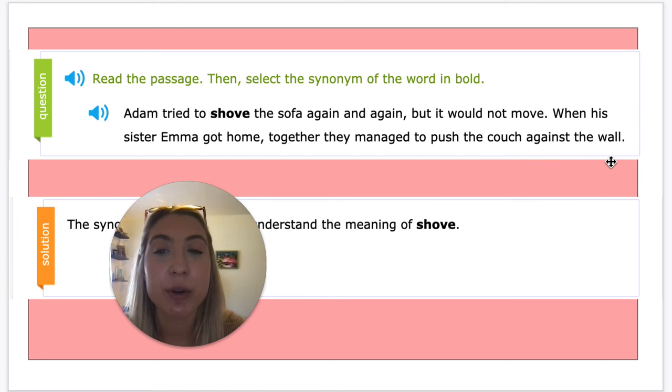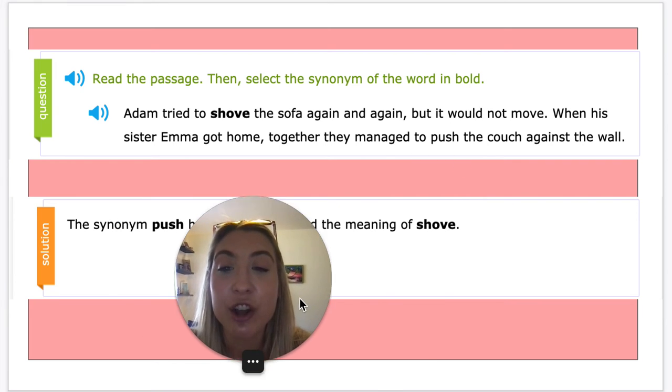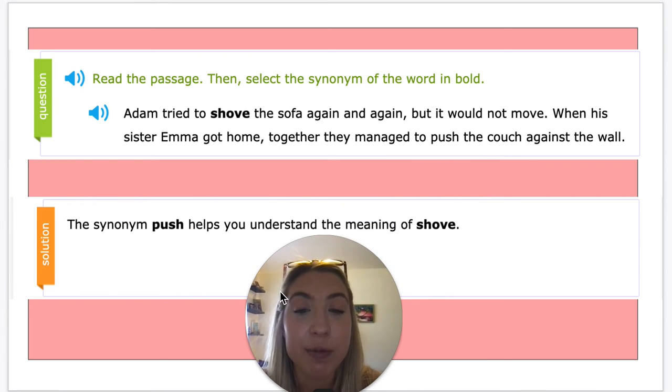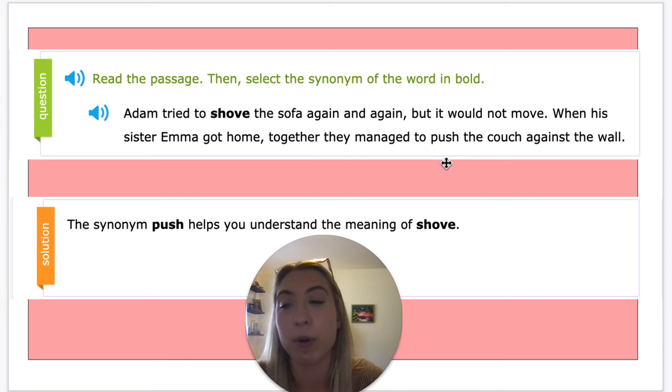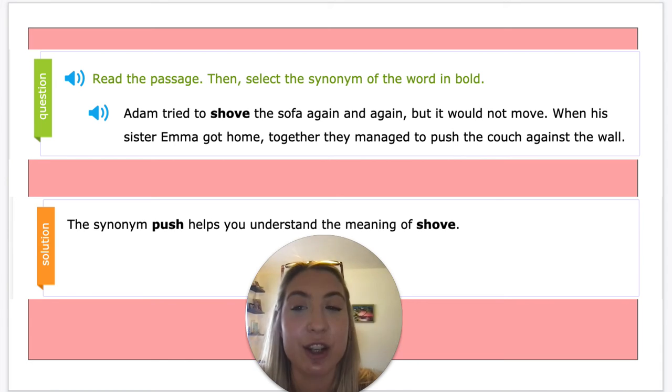The first thing we're noticing is Adam was shoving it, so we know it's a verb. Then when his sister got home, they were doing the same thing, but they used a different verb. They used push. So the synonym push helps us understand the meaning of shove. Push and shove mean the same thing. It means you're moving something with force. So let's again practice using our context clues with a few other examples.